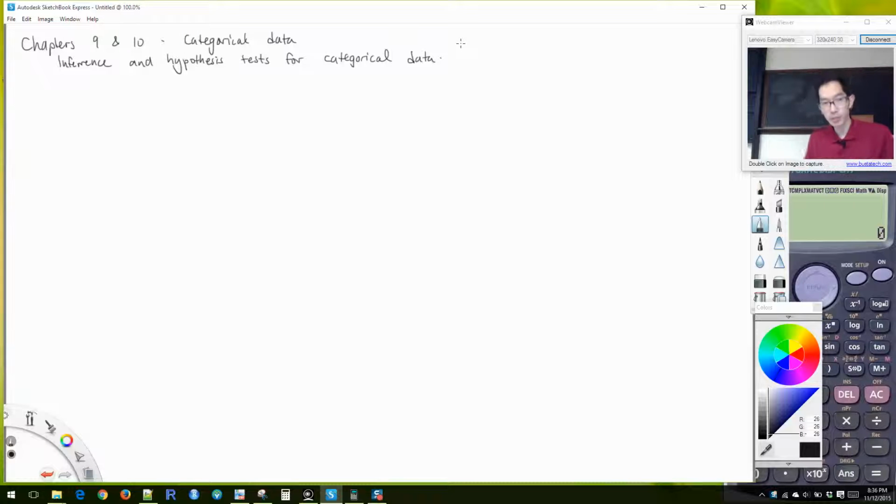So we're going to start off with just the simplest case, which is, can we make inference about a proportion in a population? Okay, so we're going to do inference for a proportion.